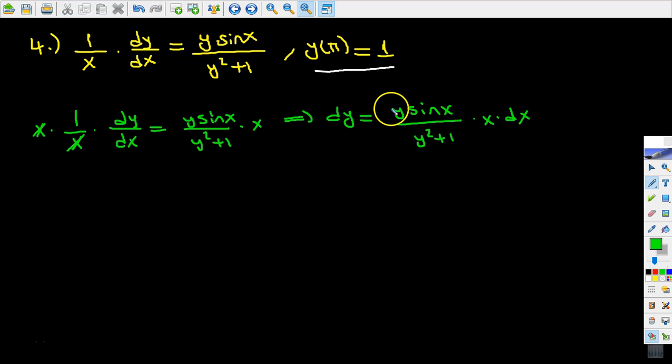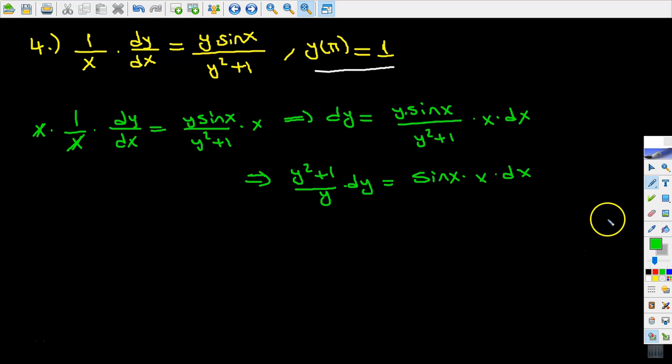Alright, still we have the y variables on the right hand side. I would like to move these y variables over to the left hand side. So to do that, I'm going to multiply each side by y squared plus 1 over y. As a result, this gives me y squared plus 1 over y dy equals sine x times x dx. So now we finally managed to separate the variables on the left hand side and also on the right hand side. Now the very last step is to take the integral of each side.